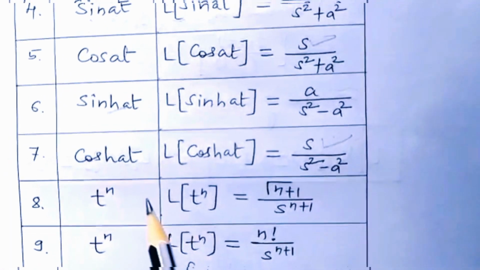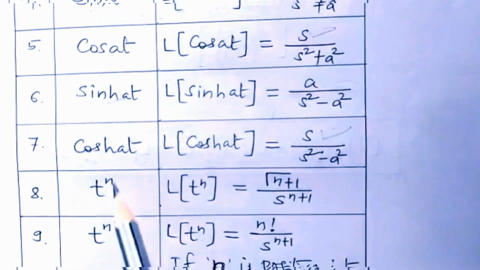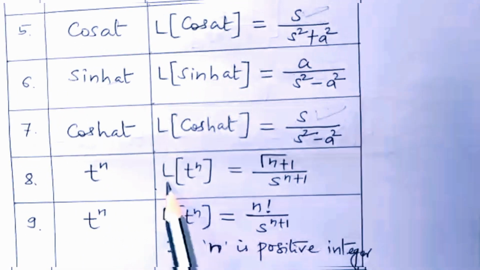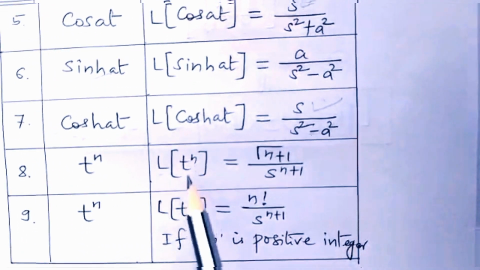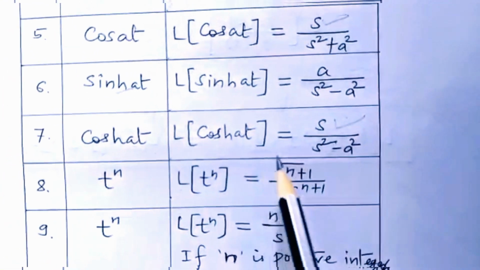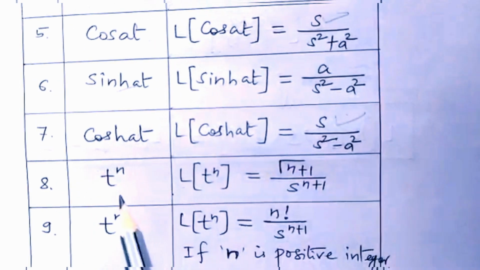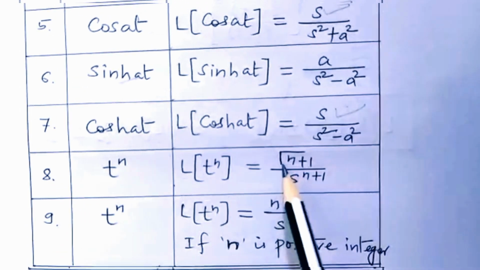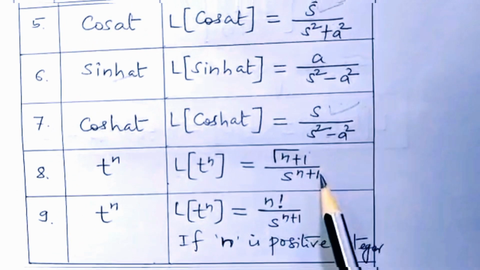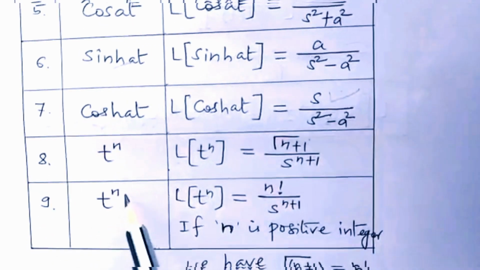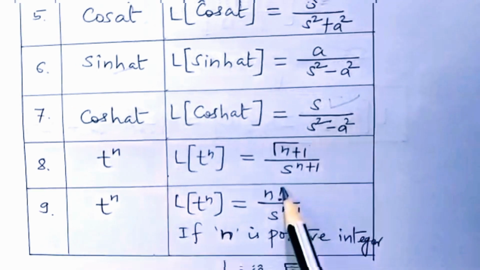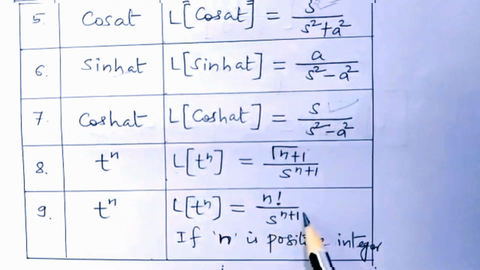Now, apart from trigonometric and hyperbolic functions, we can have an algebraic function, that is t raised to n. So Laplace of t raised to n. Now what is n? We have two different situations. N is either a positive integer or we may have a fraction. So let's talk about the generalized form. Laplace transform of t raised to n is gamma of n plus 1 divided by s to the power of n plus 1. And there is one more situation when t raised to n can be taken, and the Laplace transformation of t raised to n is n factorial divided by s to the power of n plus 1.